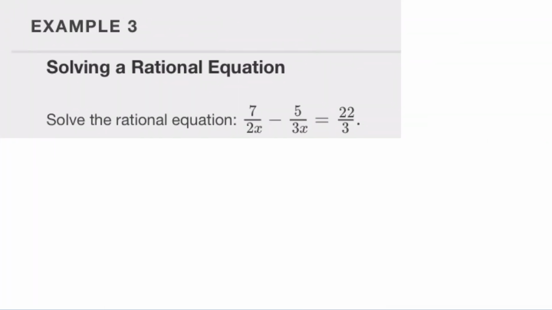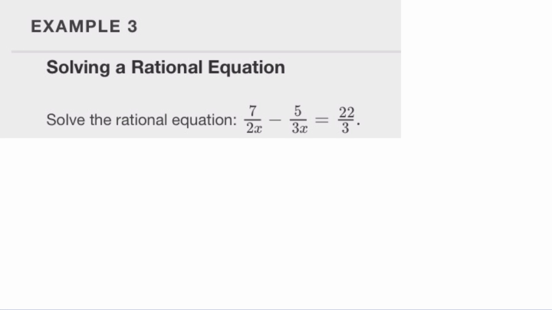Solve this one. There are a couple of ways we can go about this. I'm a fan of trying to clear the fractions whenever possible. One technique that we have for clearing fractions of something of this nature is to multiply the left side of the equal sign and the right side of the equal sign by the LCD, the least common denominator.